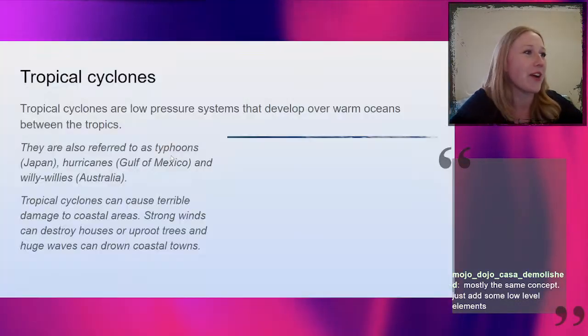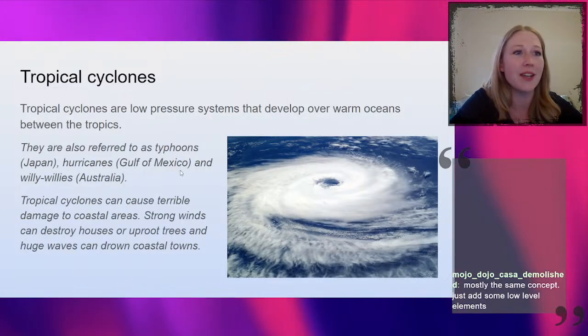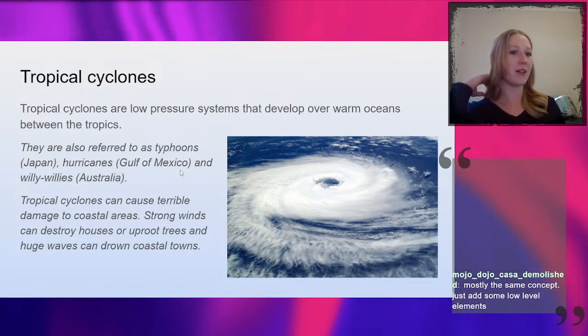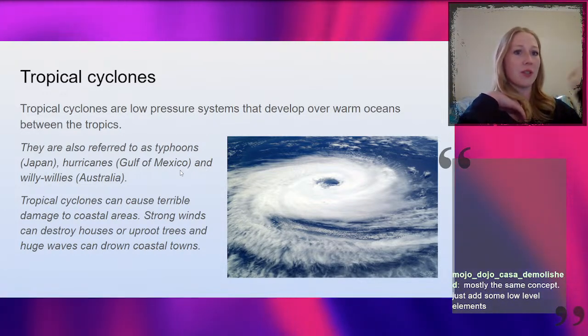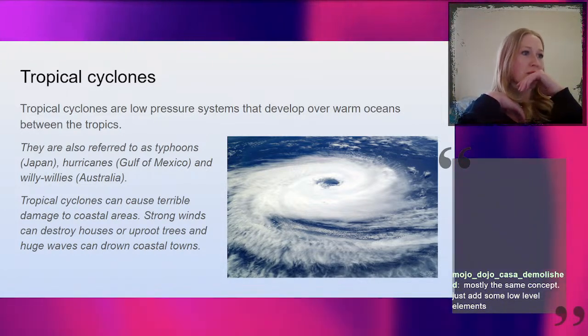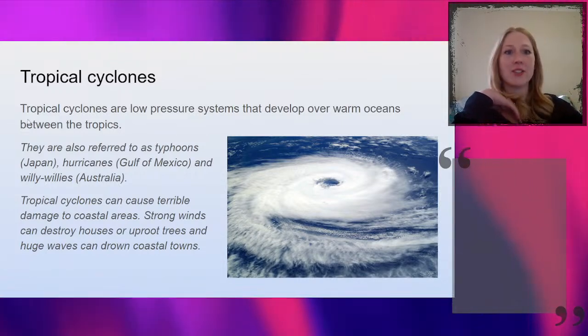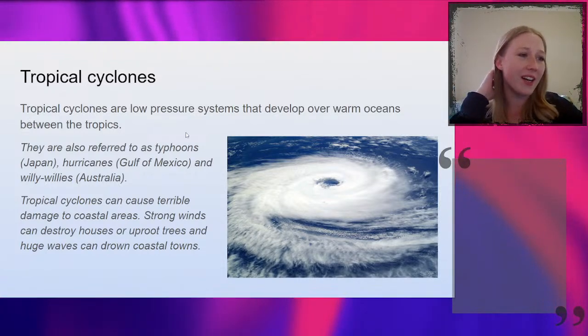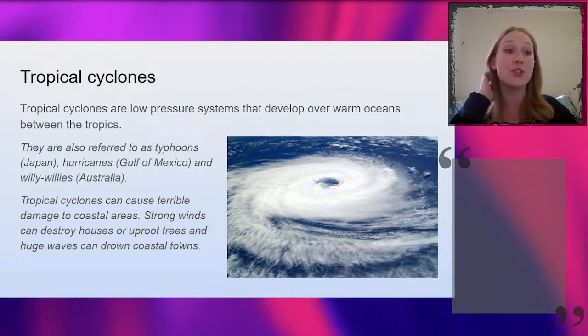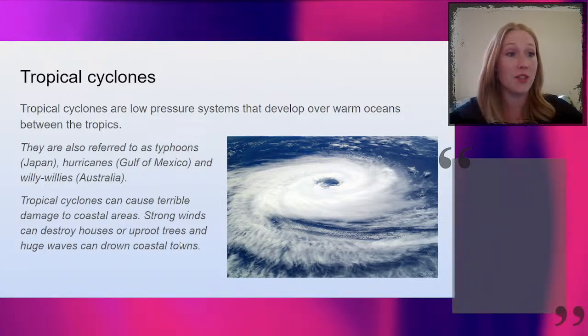Okay, general characteristics. Let's see, what are we missing? Low pressure system, warm oceans, hurricanes, typhoons. Don't know how correct some of this is. Okay, very destructive. Of course, it is a natural disaster.